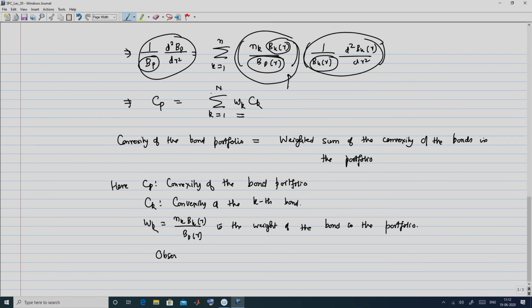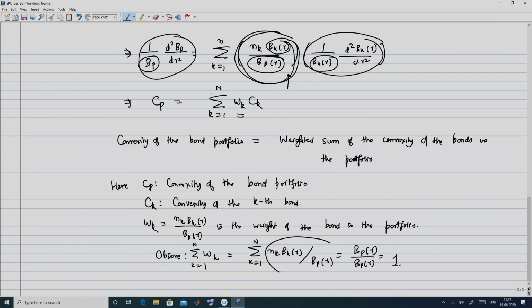and finally, you observe that summation W k, k equal to 1 to capital N, is going to be summation N k B k of R, k equal to 1 to N, over B p of R. This is B p of R over B p of R, and this is equal to 1. So, the weights defined in this way again satisfy the condition that the sum of the weights is equal to 1.